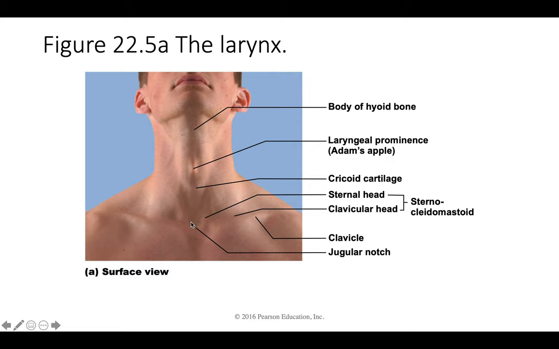And what else are there? So they're showing the clavicle over here. So they're calling this the jugular notch. I believe it's also called the suprasternal notch. So there's 2 terms that are used to describe this region.